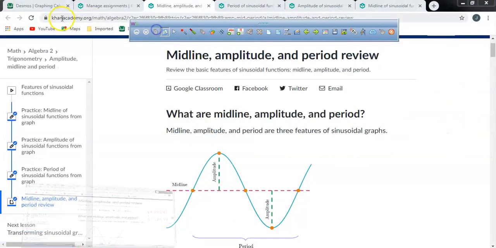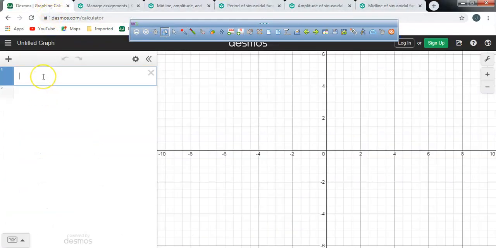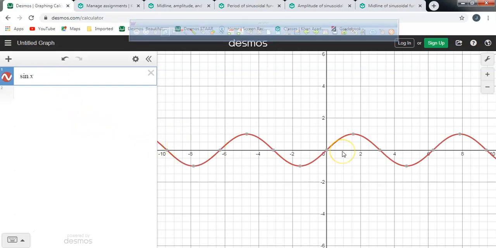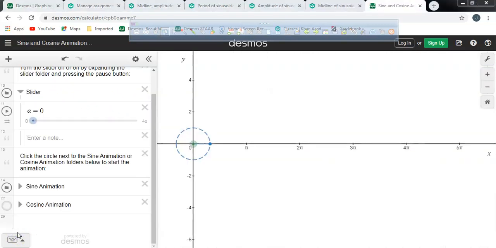So let's go ahead and go over to Desmos and take a look at it. So right now, I'm just going to simply type in the sine of x. Now, you'll notice that it just goes on forever because when you're dealing with the unit circle, it just continues to go around and around and around the unit circle. And I'll do a little animation here in just a second. So here's a little animation of the sine of x graph.